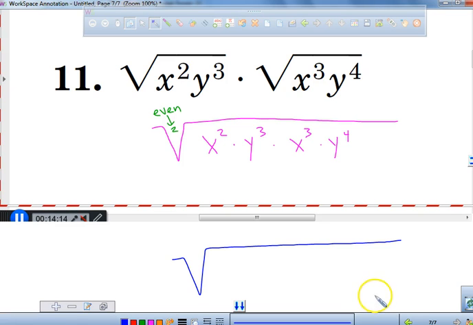There you go. Now, I have x squared, I have x cubed. How many total x's do I have being multiplied to each other? 5 x's.